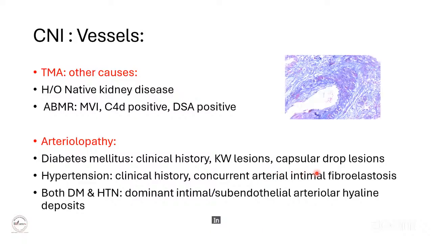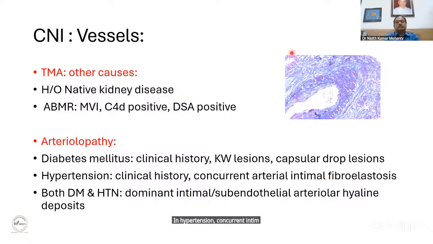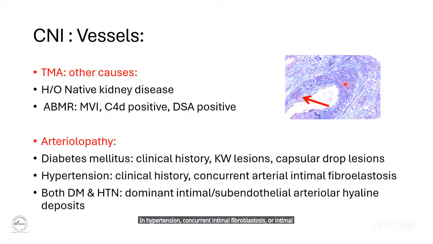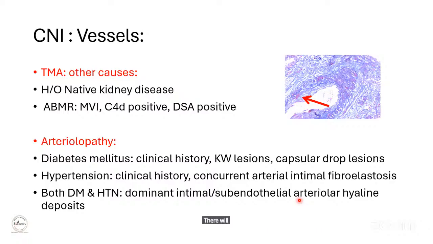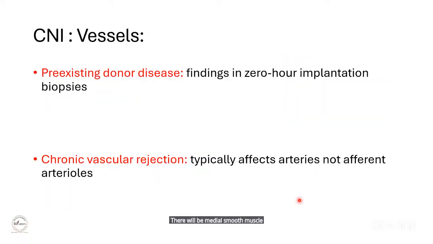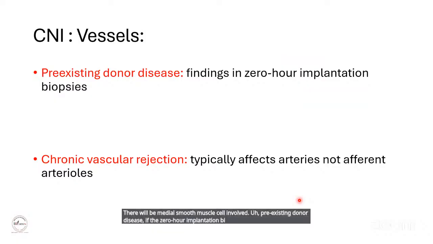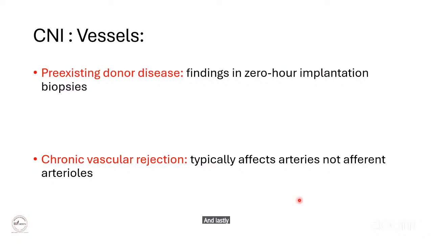In hypertension, concurrent intimal fibroelastosis or intimal fibrosis will be seen. Both diabetes and hypertension cause intimal or subendothelial arteriolar hyaline deposits, but in CNI, there will be medial smooth muscle cell involvement. Pre-existing donor disease can be ruled out only if a 0-hour implantation biopsy is done. And lastly, chronic vascular rejection typically affects the arteries, but not the afferent arterioles.